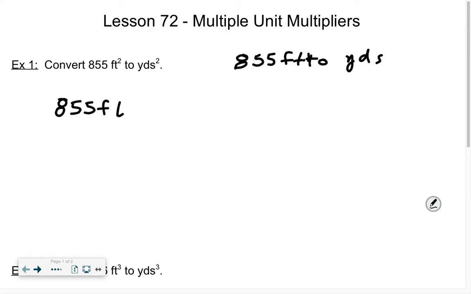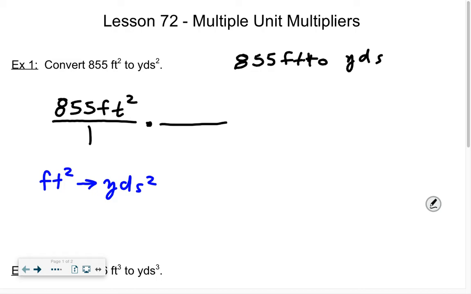The concept is still going to be the same. 855 feet squared, and if you want to, you can view that as over 1. And now what we want to do is convert that feet squared directly to yards squared. Again, we want the feet label to cancel out when we do our conversions, so we're going to put the feet label down below and the yards on top. And once again, we know that 1 yard is equivalent to 3 feet. So we're okay by doing that.